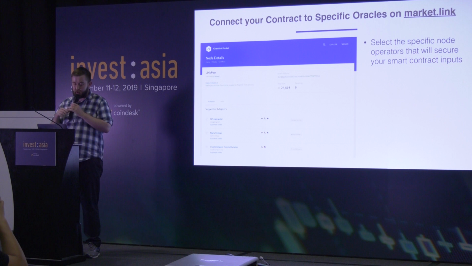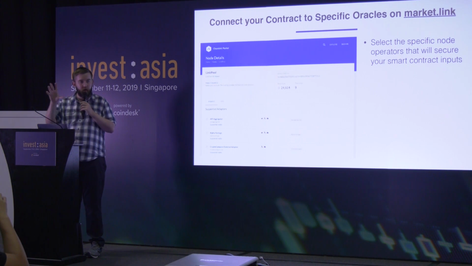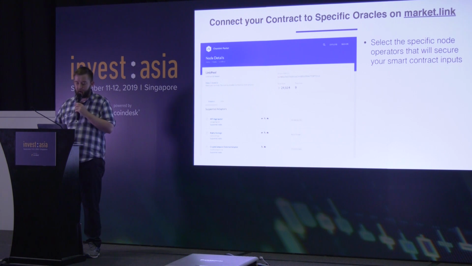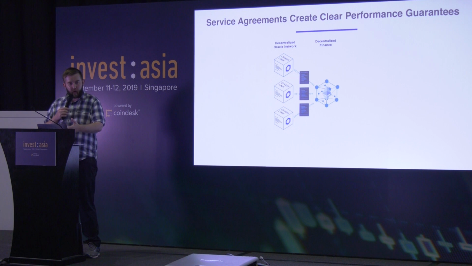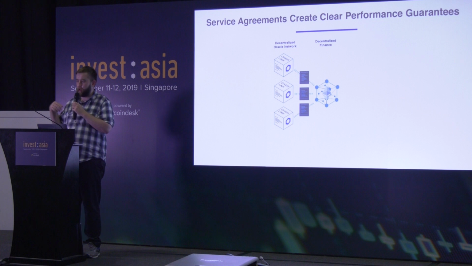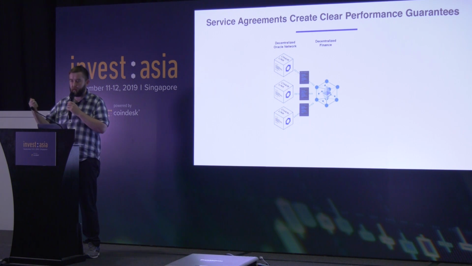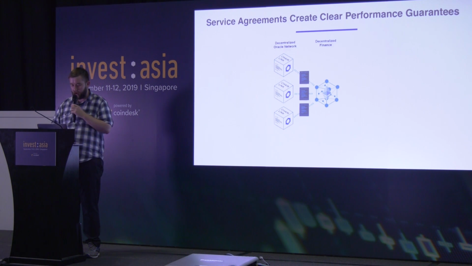And what you basically do is you make a thoughtful decision about these are the 2, 3, 4, 5, 7, 21 node operators I want. And in a very simple architectural sense, that's what this looks like. You go, you decide who are my node operators. I'm going to have a direct service agreement relationship with them for very specific work.